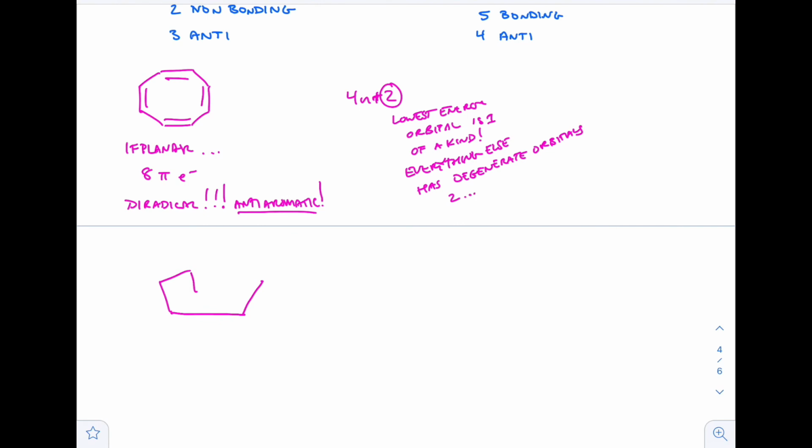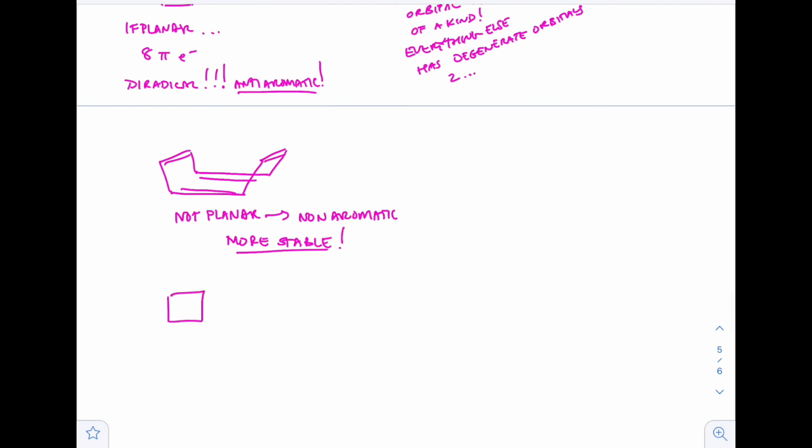It has a little ring puckering that forces it into almost like a little chair, or a little seat, I should say, because it doesn't look like the chairs for the cyclohexanes, right? So it's not planar anymore, and it would rather be non-planar and non-aromatic than anti-aromatic. That's because the molecular orbital diagram now looks different, and it's not a diradical anymore. Those are isolated alkenes now. They're not conjugated because those p orbitals don't overlap.